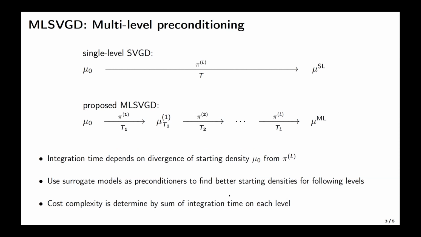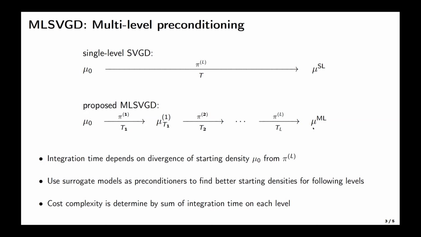And the main drawback of the classical Stein variational gradient descent approach is that it's expensive to integrate with respect to the high fidelity target for a very long time, which can happen if the starting distribution mu_0 is very poor. So instead, what we propose is to use a hierarchy of surrogate models as preconditioners to find better starting densities for the following levels. So here you can see we start from mu_0 and use pi_1 to find a good starting density for the next level, and so on all the way up until we reach our target density.